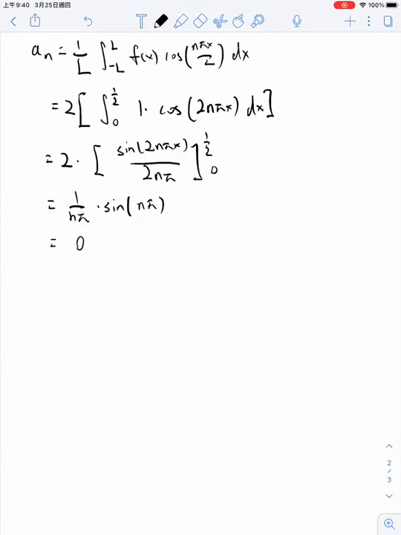So if you draw a graph using the Fourier cosine series to represent it, you should get a curve that has a constant value across the whole domain. It is 1 over 2.